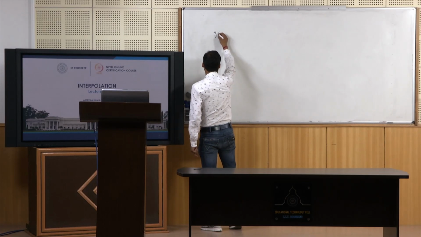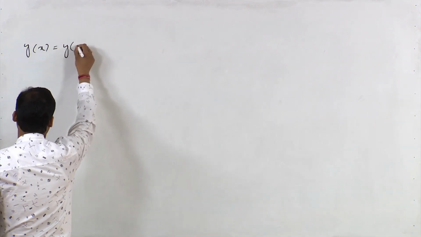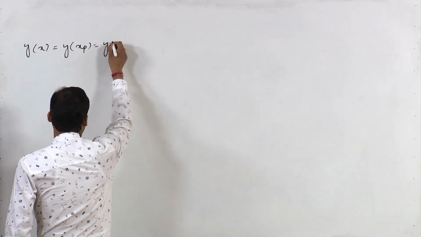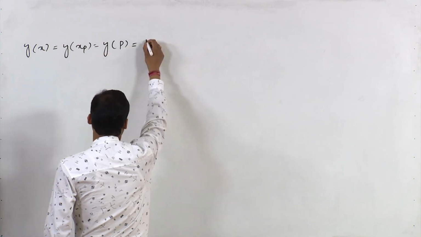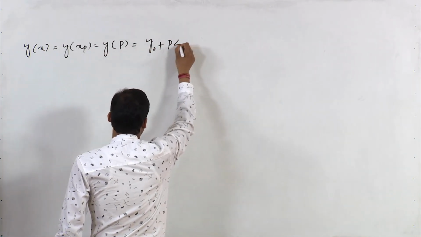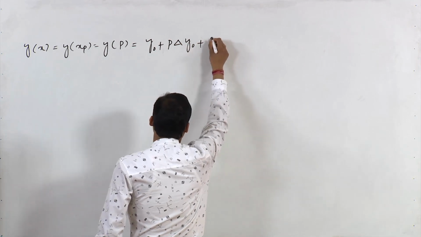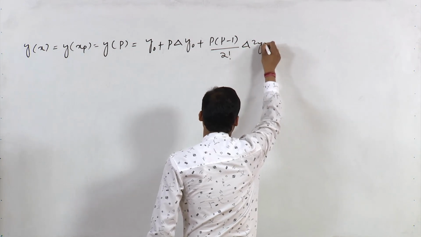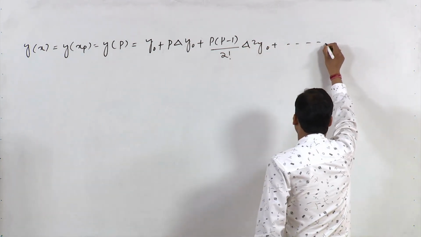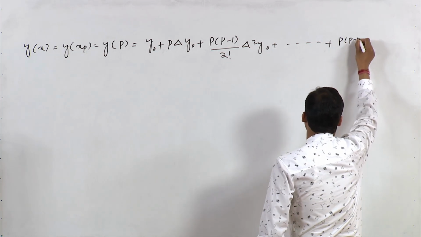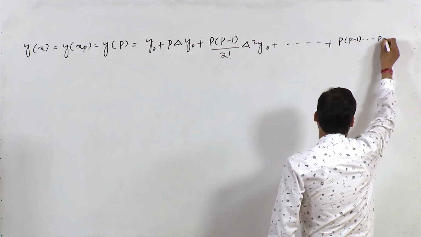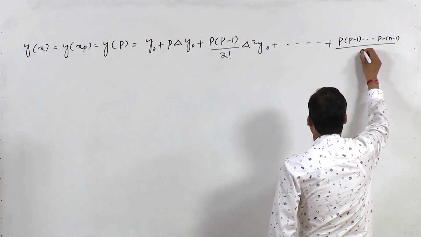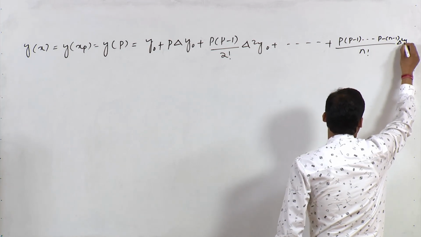How we are representing Newton's forward difference formula is that first we can write this as y of x, or y of xp for a particular point usually, or as yp as a function of p. We can write this as y0 plus p delta of y0 plus p into p minus 1 by factorial 2 del square of y0 plus up to the term like p into p minus 1 up to p minus n minus 1 whole divided by n factorial del to the power n of y0.